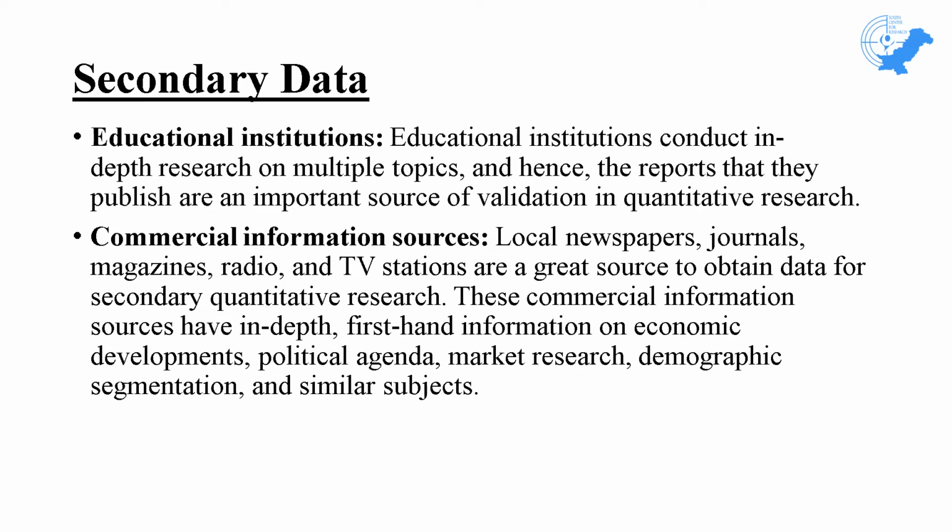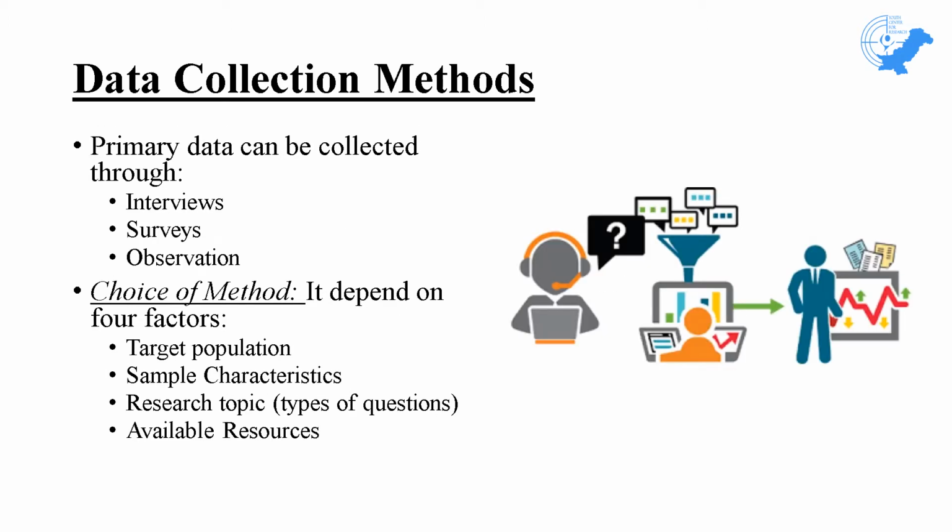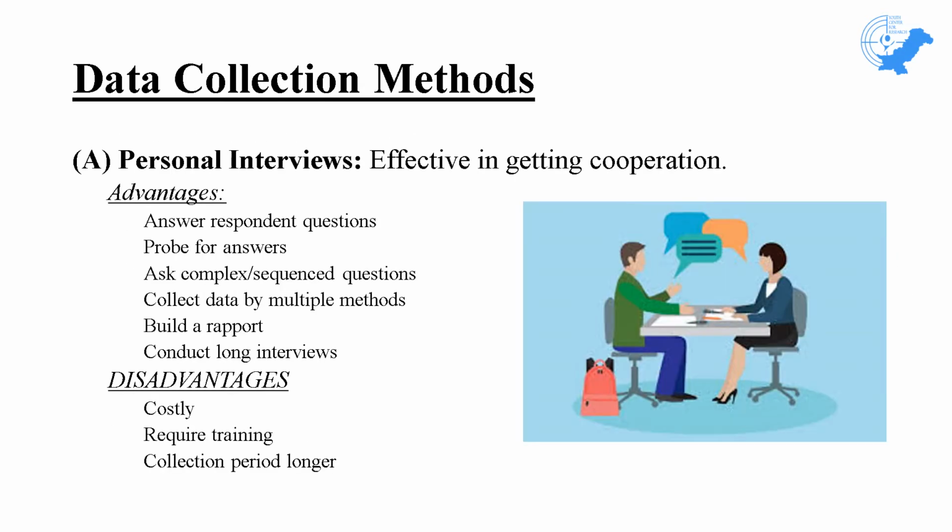After knowing the basics about primary and secondary data, we will move towards the data collection methods. Primary data can be collected through interviews, surveys, and observation. The choice of the method depends on four factors: target population, sample characteristics, research topic, and available resources. So the first method is interviews. They are effective in getting cooperation.